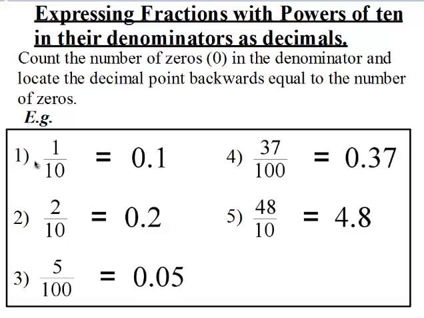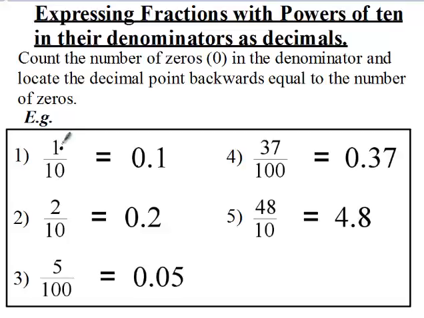In the first example, we have 1 out of 10. 1 here is a whole number from our place value chart. If you want to place a decimal point in this whole number 1, then the decimal point will come after the 1 like this and not before it, because this one is in the units column and not the tenths column. So how many zeros do we have in the denominator?